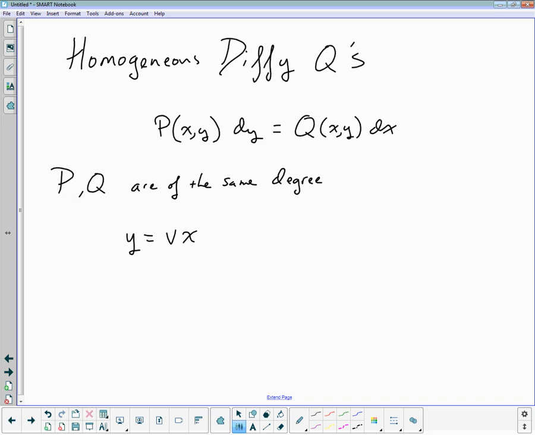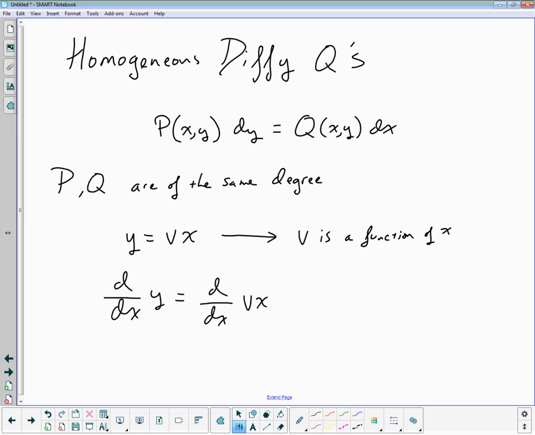So, if we take a derivative on both sides, d/dx of y is equal to d/dx of vx. By the way, v is some function of x. We don't know what v is, we just know that v is some function of x. And that means that when I take the derivative of the right-hand side, I'm going to wind up with the product rule.